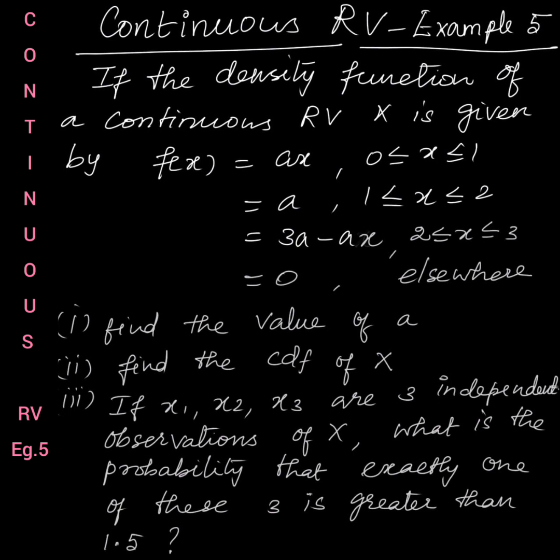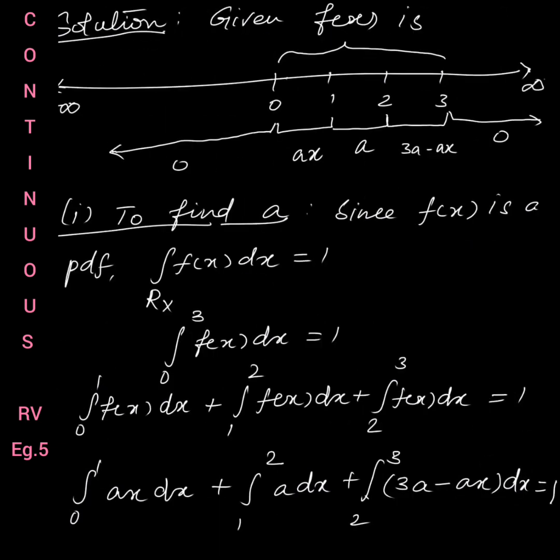Question number 1, subdivision 1 is find the value of a. Question number 2, find the CDF of x, and the last subdivision 3 is if x1, x2, x3 are three independent observations of x, what is the probability that exactly one of these three is greater than 1.5? Actually, the problem has a PDF with some unknown constant a, so we should find it first and then CDF. The last portion is having some conditions. We have to find the probability value with specific conditions.